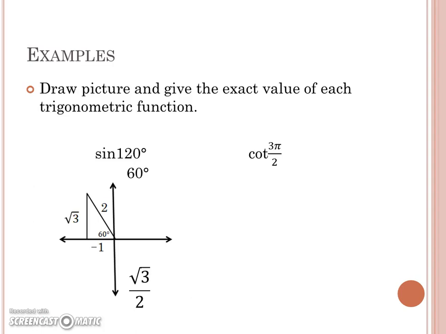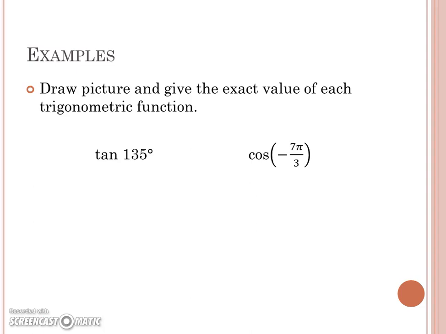Cotangent of 3 pi over 2. Now 3 pi over 2 is not in degrees, so let's first change it to degrees. We're going to multiply by 180 over pi. We get 270 degrees. Now that goes past the circle, so we subtract 180, so we get 90 degrees. And that creates this line straight down. We can't create a right triangle, but our coordinate point is 0, negative 1, and our radius is 1. Cotangent would be 0 over negative 1, so it's 0.